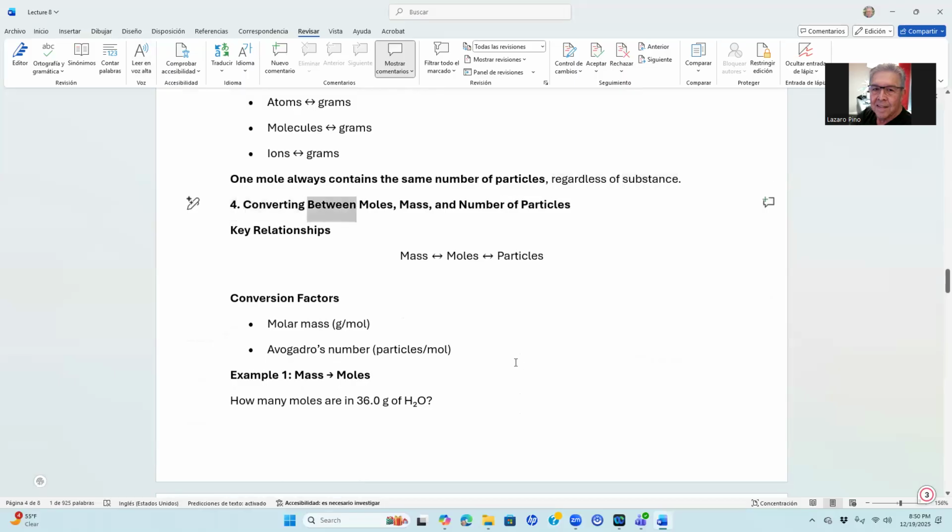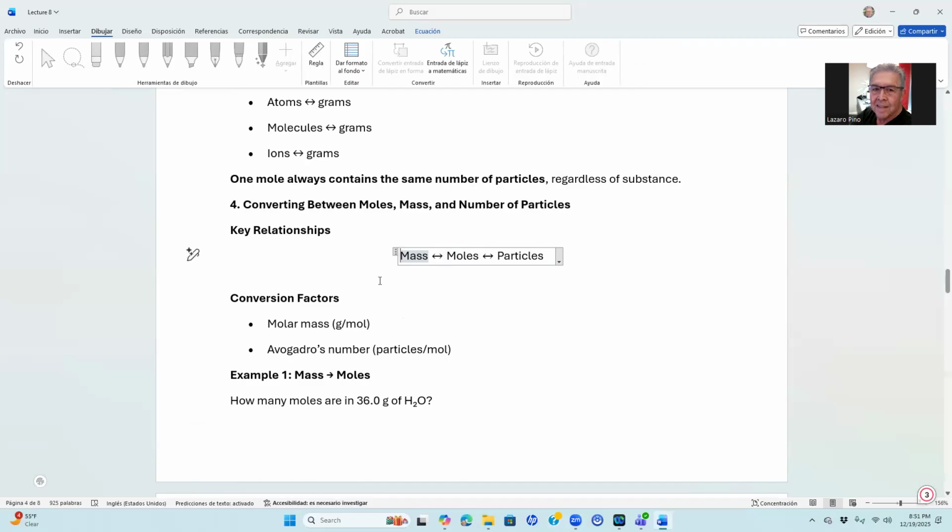One mole always contains the same number of particles, regardless of substance. 4. Converting between moles, mass, and number of particles. Key relationships. Okay, then you can go from mass to moles, and from moles to particles. How can you go from mass to moles?